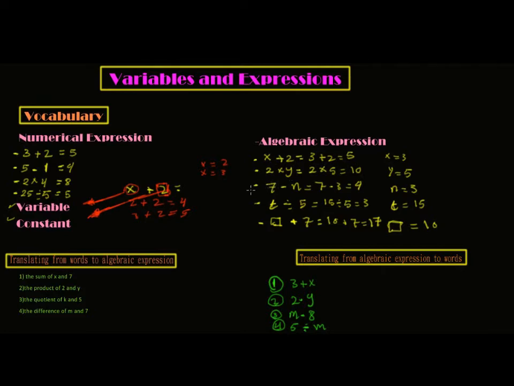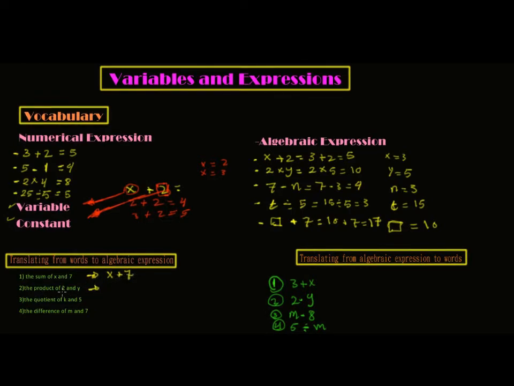Okay, so now let's take some examples of translating from words to algebraic expression. How could I translate from words to an algebraic expression? Let's take some examples to understand how to solve this question. Like the first one, the sum of x and 7. How to express this statement using an algebraic expression? Here the word sum refers to plus, so I have to add x and 7 together to find our expression.